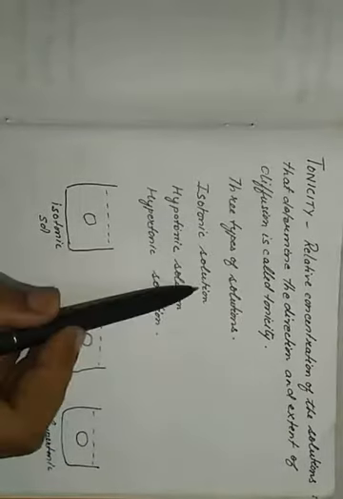Now based on tonicity, a solution can be of three types. There can be three types of solutions based on tonicity: isotonic solution, hypotonic solution and hypertonic solution. Now let's see what is meant by an isotonic solution.